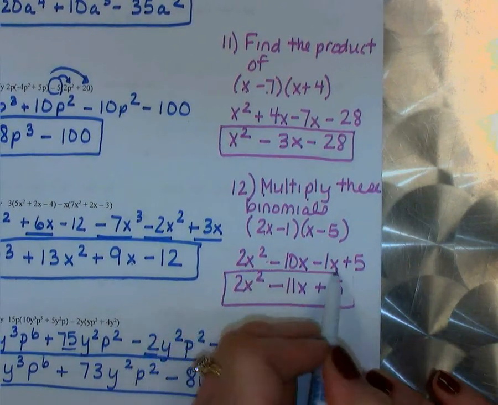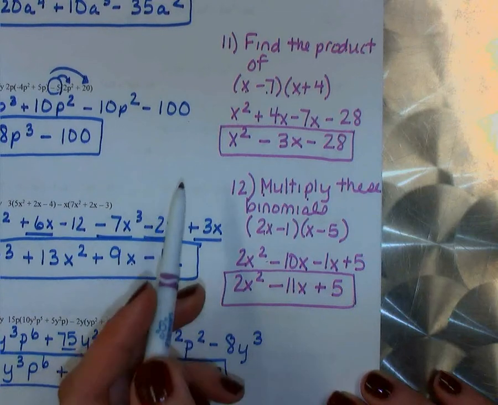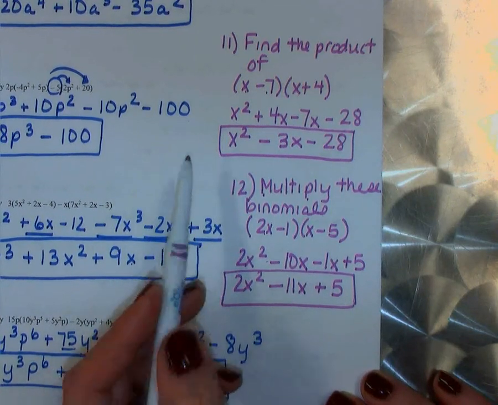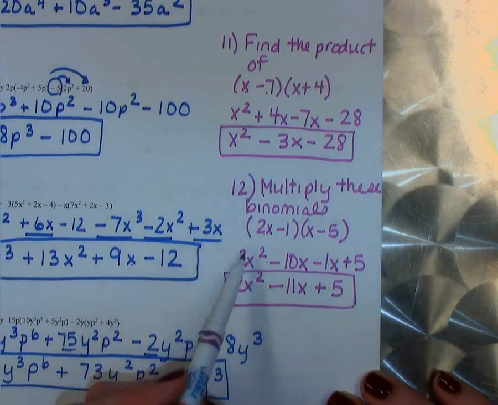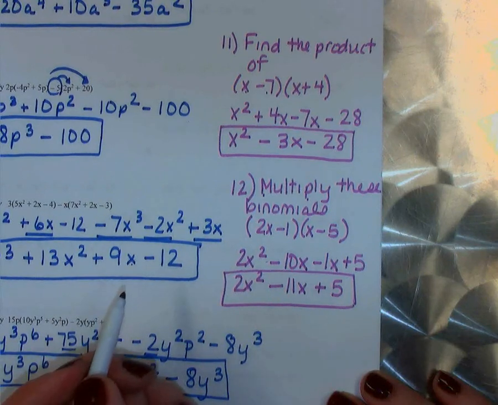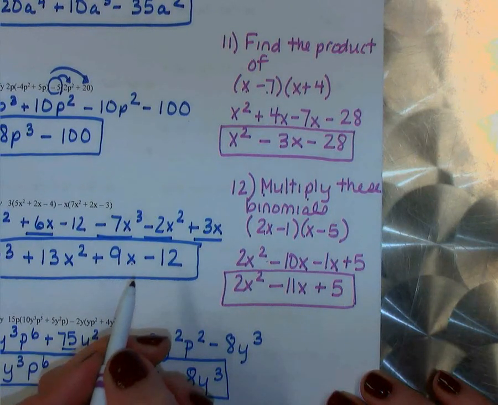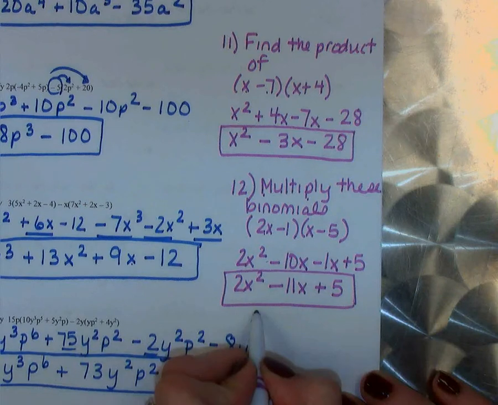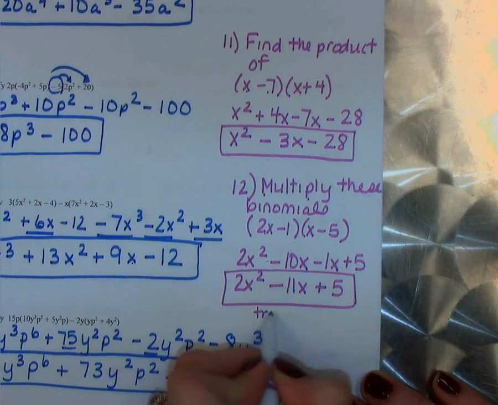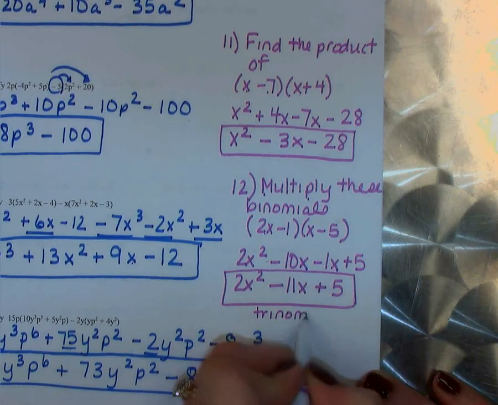Now, if you notice, when I have those two binomials, in each one of these cases, my answer is a special kind of polynomial that we talked about earlier in the first page. And these are both three-termed polynomials called trinomials.